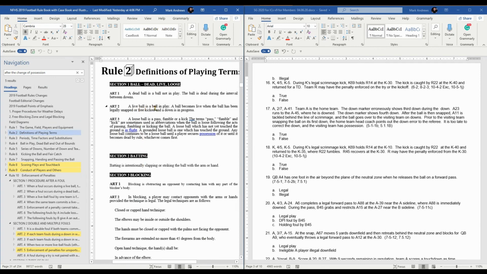A live ball is a ball in play. A ball becomes live when the ball has been legally snapped or free kicked and a down is in progress. So, live ball, the ball would have had to have been snapped. So, had the defensive team, which is now the offensive team, snapped the ball, now it's too late. But prior to that ball becoming live, we can correct it. So the answer here is false.